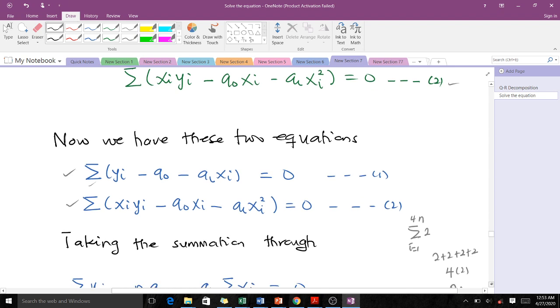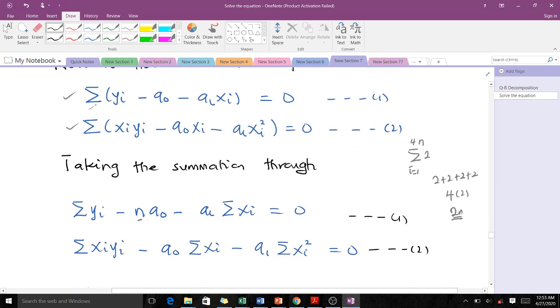So when we take the summation through for equation 1, this will give a summation of yi, then summation of a naught, which is the same as n a naught, because when you have summation i starting from 1 to 4 of 2, what this thing means is that we are trying to add 2 four times. So it is 2 plus 2 plus 2 plus 2. So this is the same as 4 times 2, and here our n is 4, so it's the same as 2n. So that's why here we said n a naught, and we have this equals 0. And when it comes to the second equation too, we take the summation through, and we have these two equations.